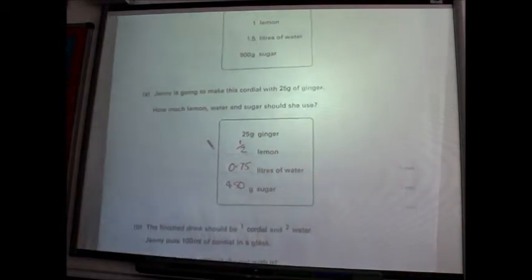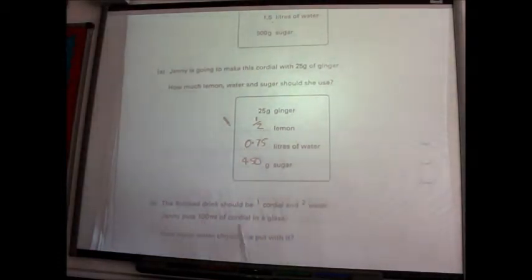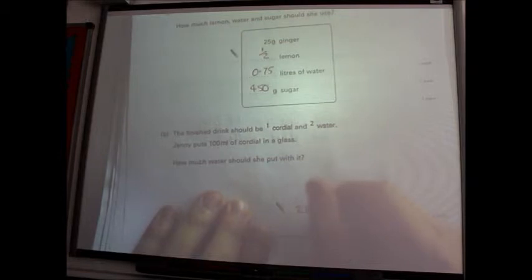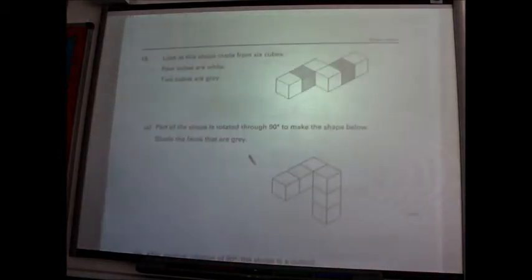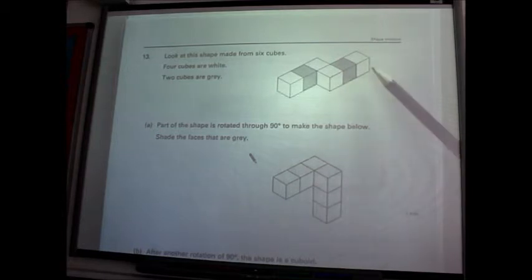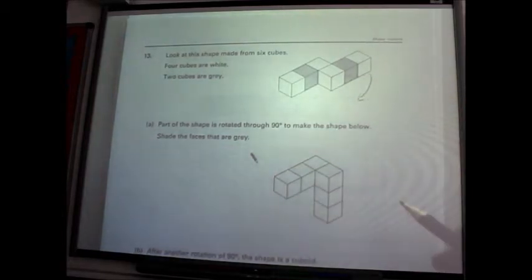There we go. The finished drink should be 1 part cordial and 2 parts water. So if she puts 100 millilitres of cordial in, see how she puts twice as much water in. So how much water should she put in? Well, that would be 200 millilitres. So 200. Question number 13. Look at this shape made from 6 cubes. Part of the shape is rotated 90 degrees. So I think this bit here has been bent down, if that makes any sense. So I think it's going that way.